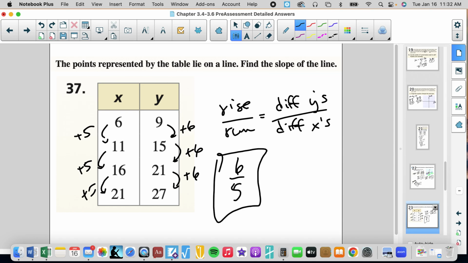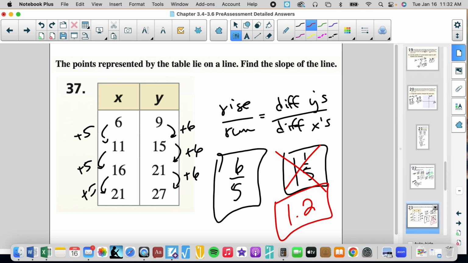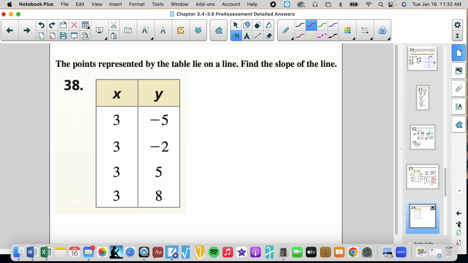We would not give slope as a mixed number. Do not give it as 1 1/5. Do not give me that. Don't give it to me as a decimal. Do not give me 1.2. No decimal, no mixed number. Slope is a fraction or an improper fraction. So here we have plus 0, plus 0, plus 0. Here we have plus 3. Plus 3.